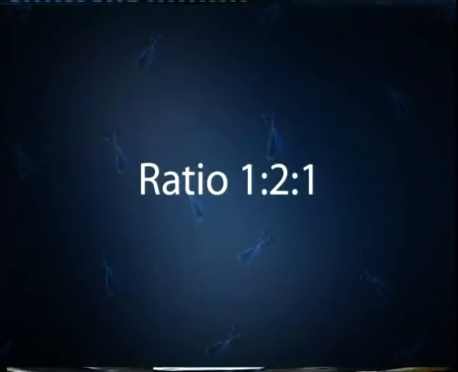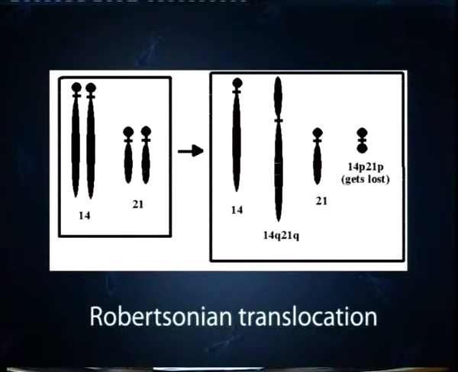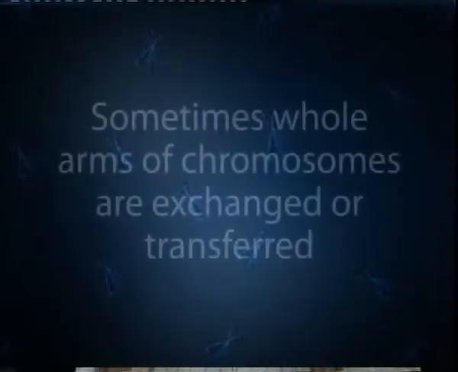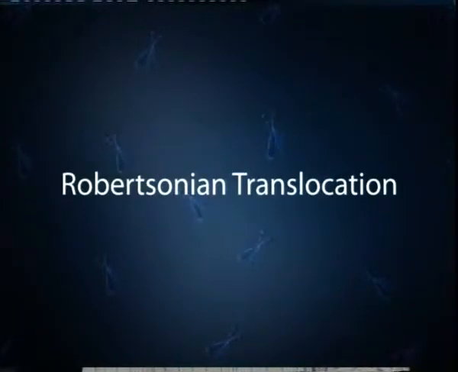Robertsonian translocation. We have one characteristic type of translocation. As we have seen before, translocation generally involves transfer of small chromosomal segments between non-homologous chromosomes. Sometimes the whole arms of chromosomes are exchanged or transferred. This type of translocation is called Robertsonian translocation.